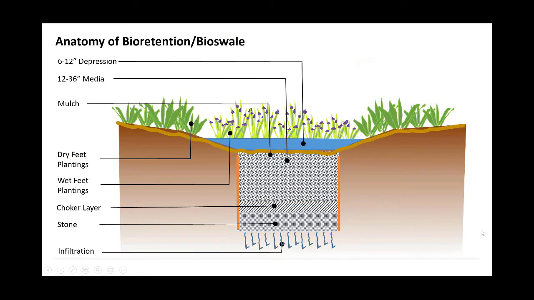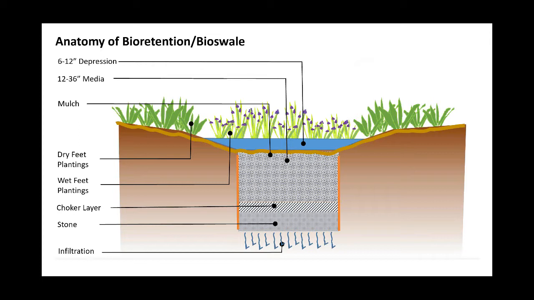So I also wanted to talk about the anatomy of a bioretention or bioswale. And this is a little bit different because it's usually something that's regulated, whereas rain gardens don't typically tend to be regulated. Now that can change from jurisdiction to jurisdiction, and some places do regulate rain gardens, but not in the same way. So typically we have a depression that is 6 to 12 inches.